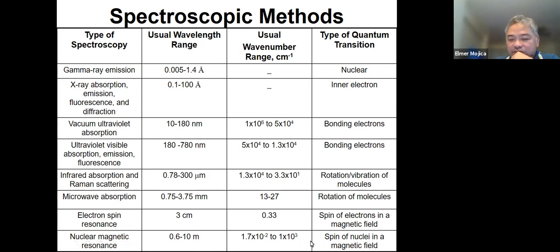the so-called NMR. It deals with the rotation of the molecules, the spin of the electrons in the magnetic field, and for the NMR, the spin of nuclei in the magnetic field. Usually you have here the hydrogen and the carbon NMR.